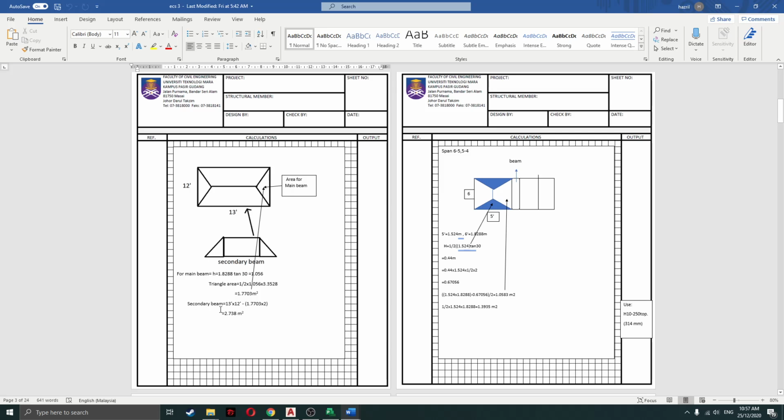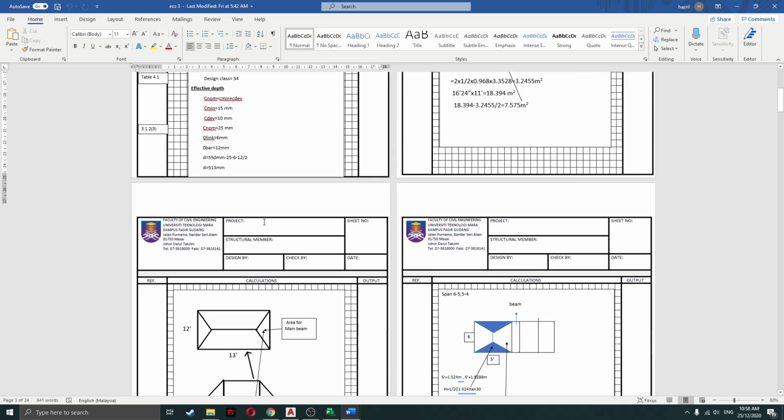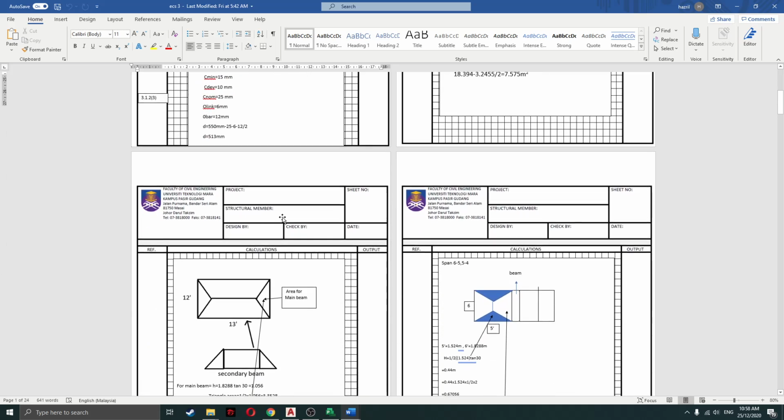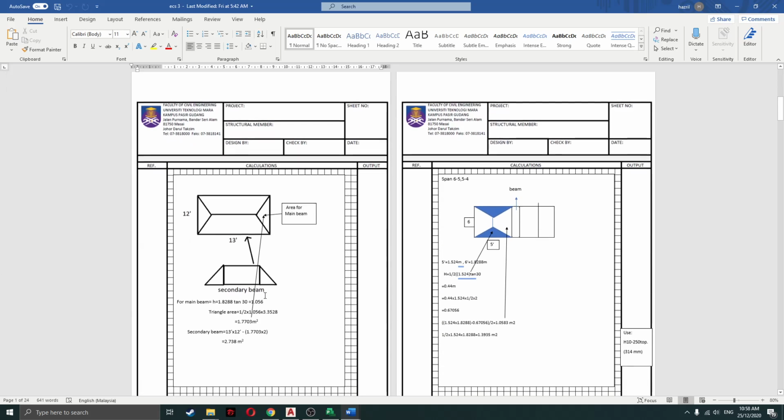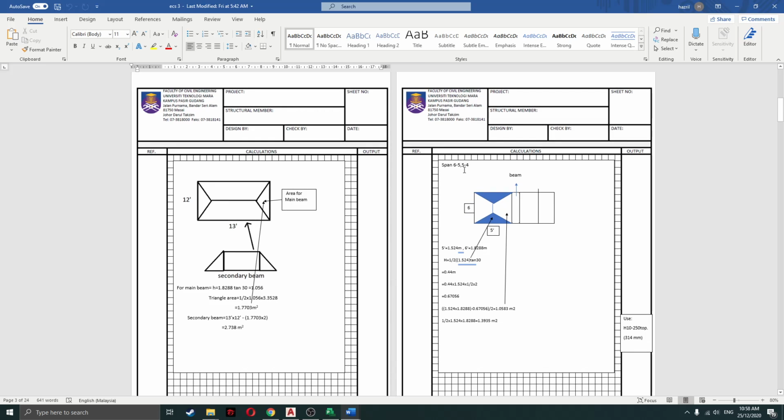This one is for the secondary beam, this one for the left side, so I get 1.7703 for the area of the main beam, and for the secondary beam I get 2.738, and then for span 5 to 4, 5, 4.